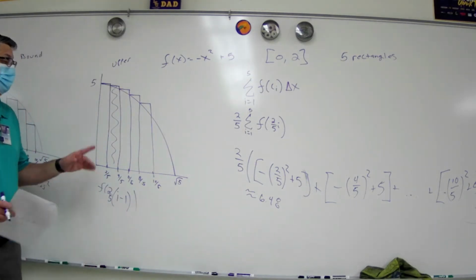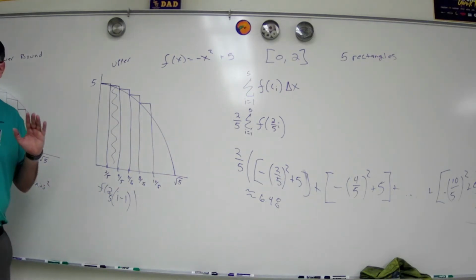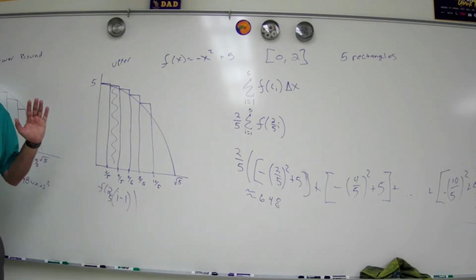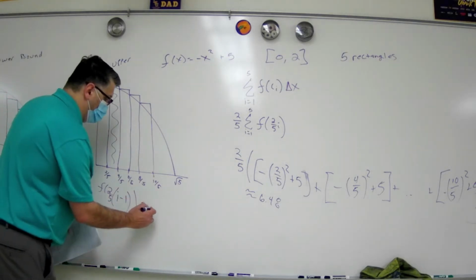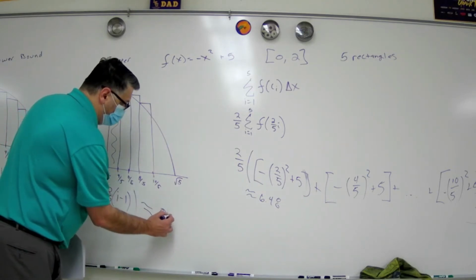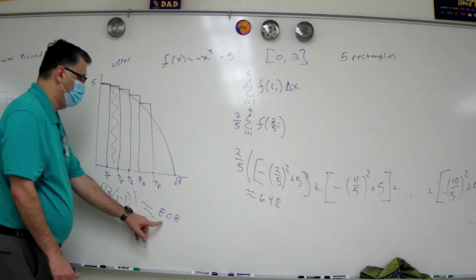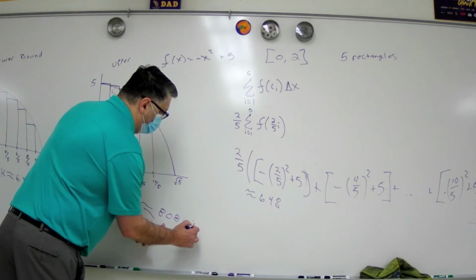But we're going to do this a lot more when we get to a thing called Riemann sum, which is the next activity. I really want to just get to the next thing, which is the fun stuff. I just need to get the idea. When we do Riemann sum, this will make way more sense. This is going to be about 8.08. So we know our area is somewhere between 6.48 units squared and 8.08 units squared.